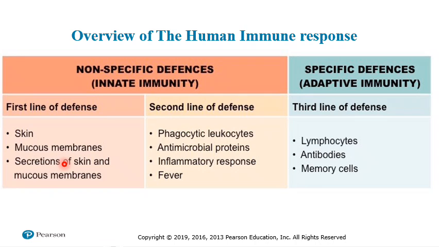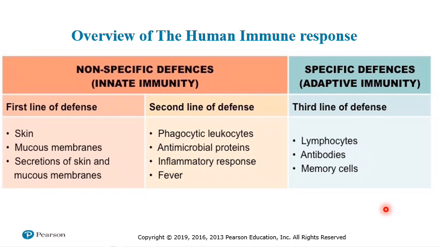If it was a cut and then the microorganism was able to penetrate the skin or the mucous membrane, who's going to be in charge this time? It's actually the second line of defense, and this will be your phagocytic leukocytes, your antimicrobial proteins, your inflammatory response, and fever. These kind of sound like you're already getting sick, having a fever, having inflammation. Well, these are bodily responses and they are defenses of the body. And then if the second line has been breached again, there still will be the third line of defense.